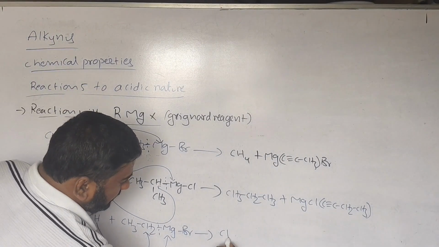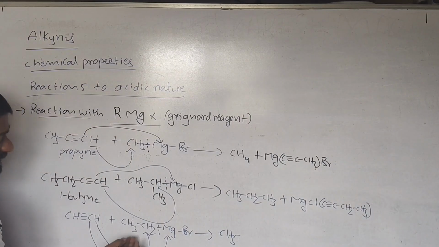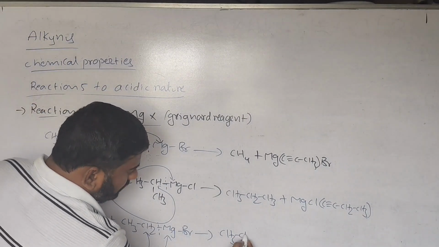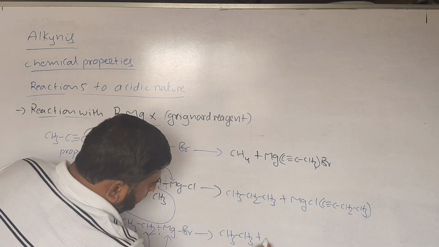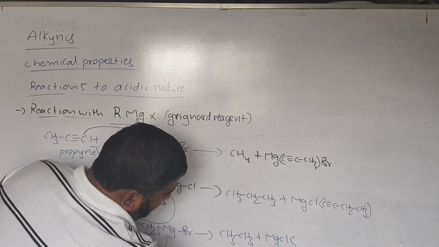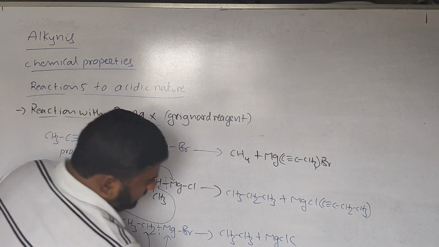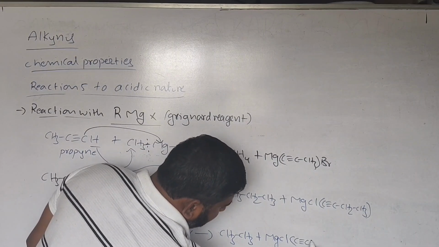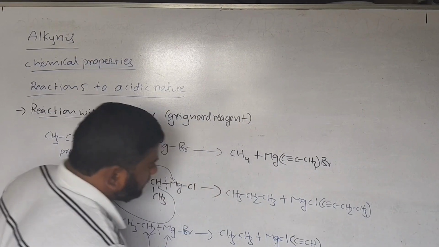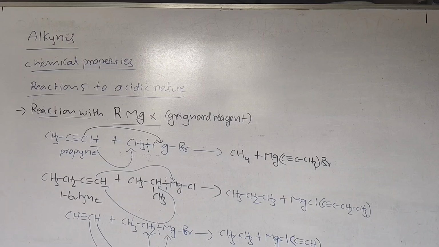Then what will we get? Here initially the alkyl group is the ethyl group. The ethyl group, one more hydrogen is added, means ethane we will get. Mg, Cl, and what is the alkynide? Ethanide. So C triple bond CH. So in this way this compound we will get. Okay. Right. Next.